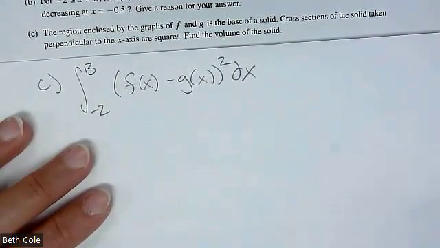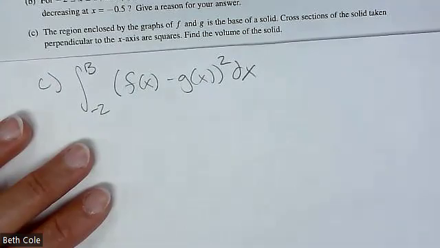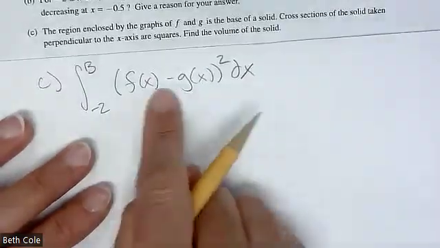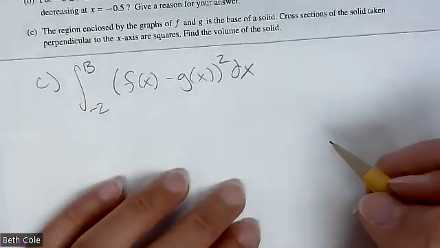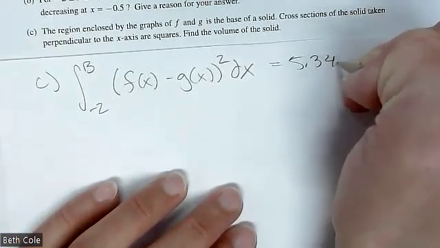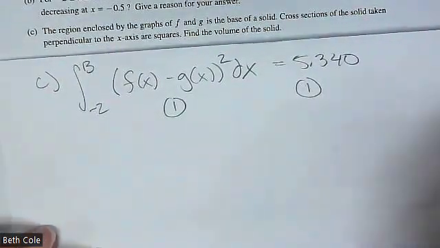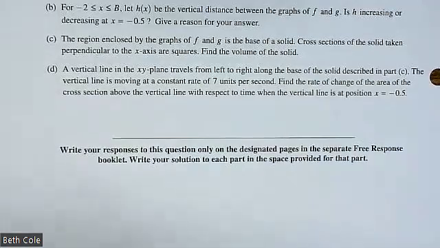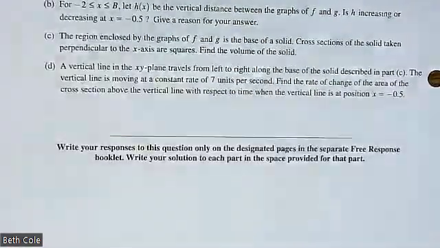Again, for the sake of time, I'm just going to tell you what that comes out to in the calculator, but are you all good with how that was written? Okay, because the base of the square would be f minus g, so the height of the square is f minus g. That comes out to 5.340. So it's a point for the setup and a point for the answer. How many points are we at so far? 7. Yep, good.